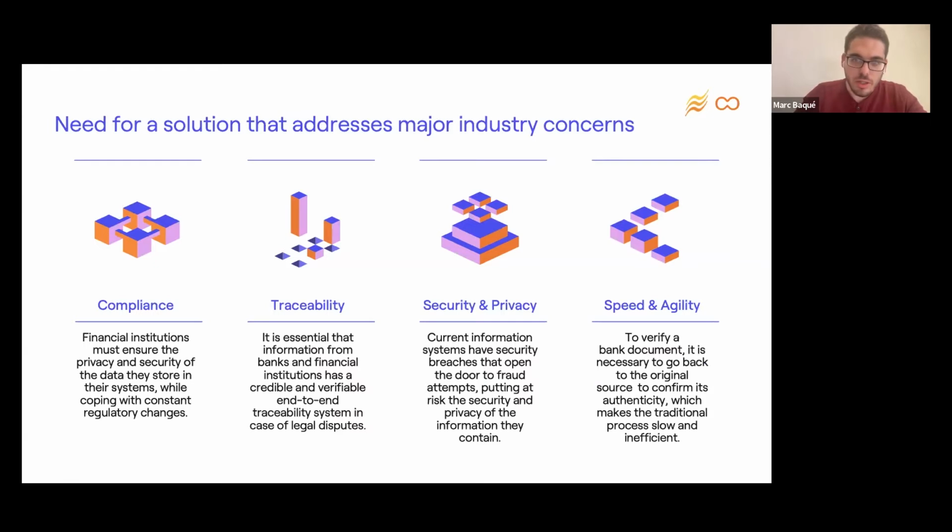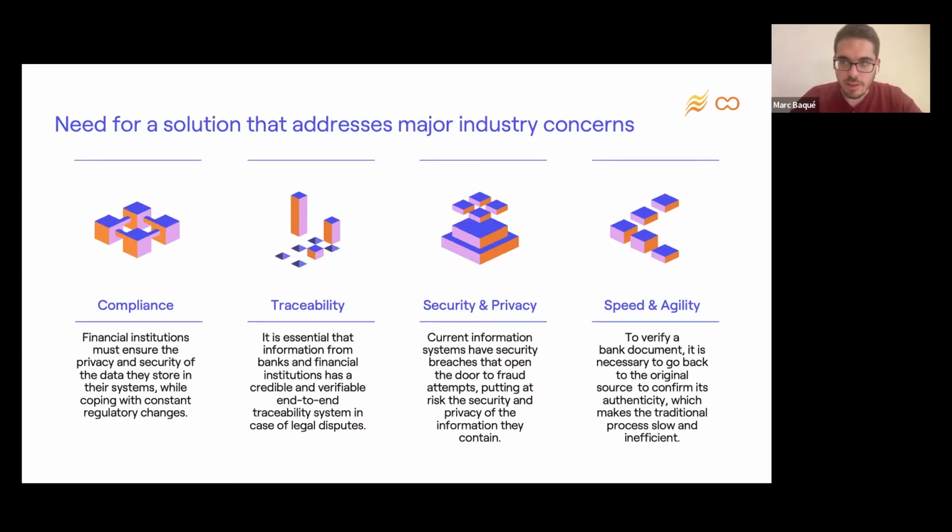So we need a solution to solve this particular workflow, but as I said, it can be applied to other issuance of certificates done in a bank or a financial institution or whatever, that must comply with different things. The first one is compliance itself. Financial institutions must ensure that the privacy and security of their customers' data is maintained over time. And they also have to comply with different regulatory changes that came over time.